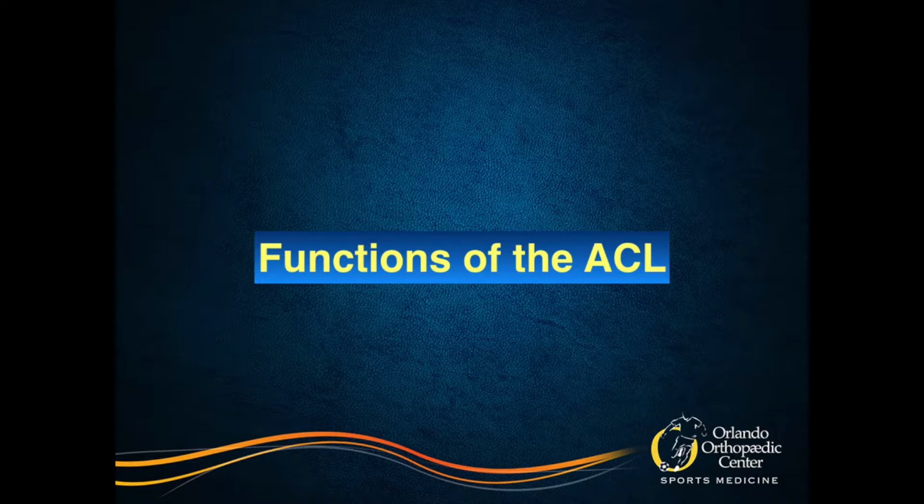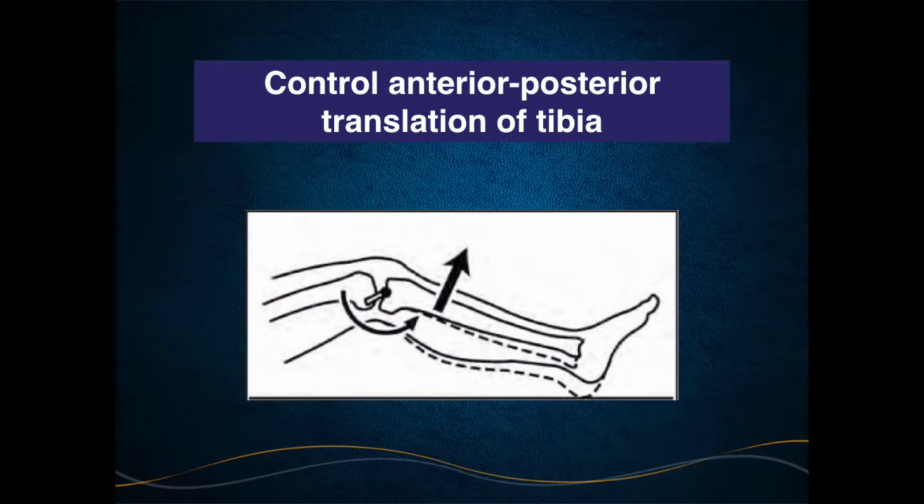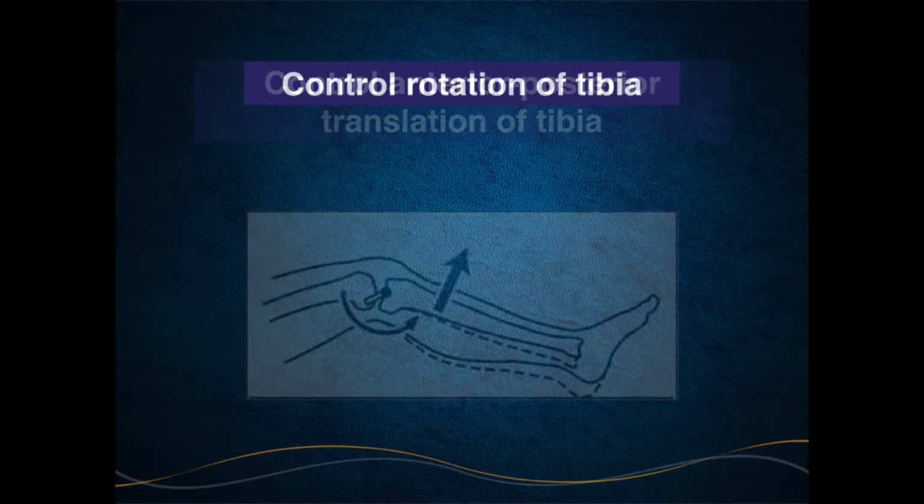So what are the functions of the ACL? Well, first, it's to control the anterior to posterior translation of the tibia, which means the front to back motion of the tibia or lower leg. It prevents the lower leg from coming forward.